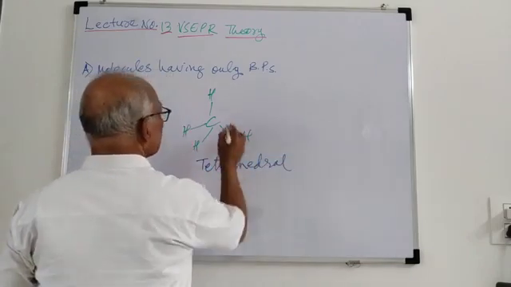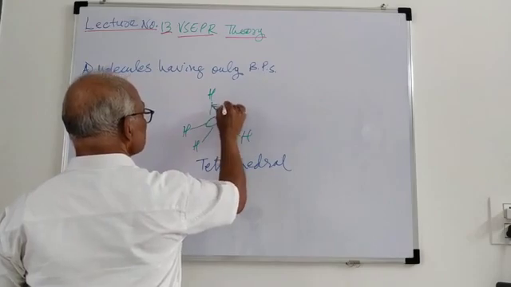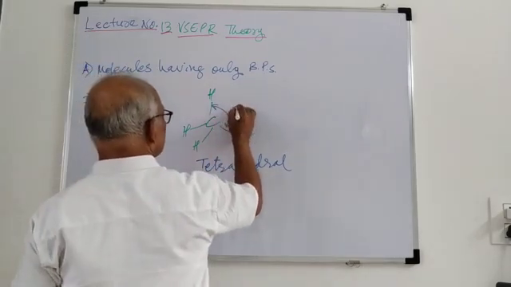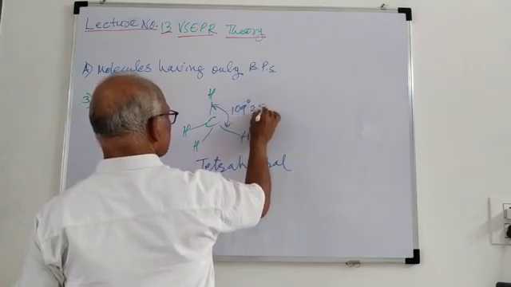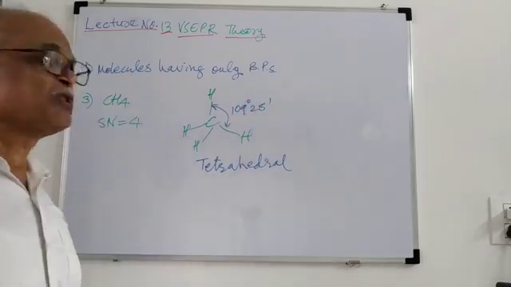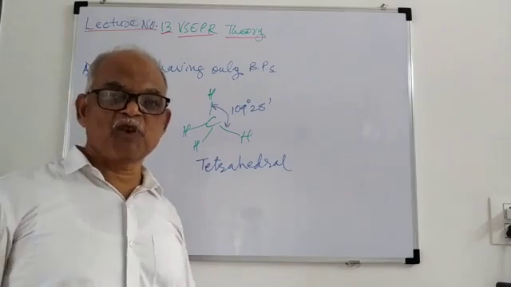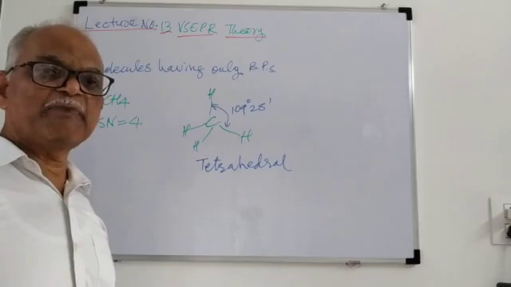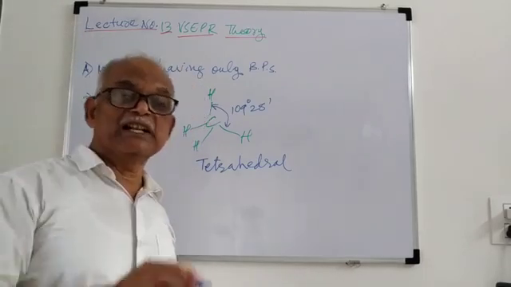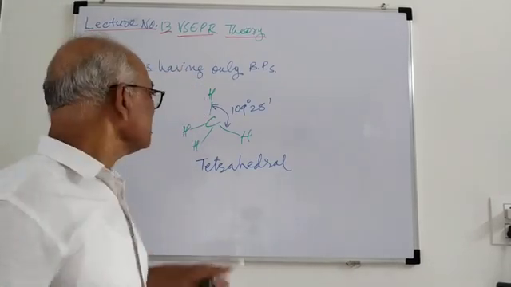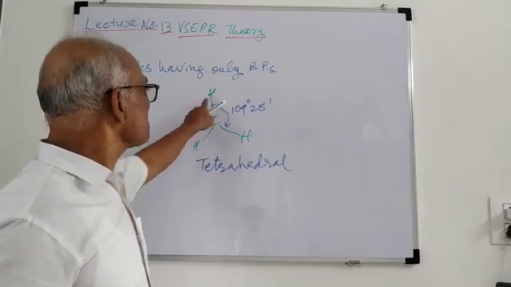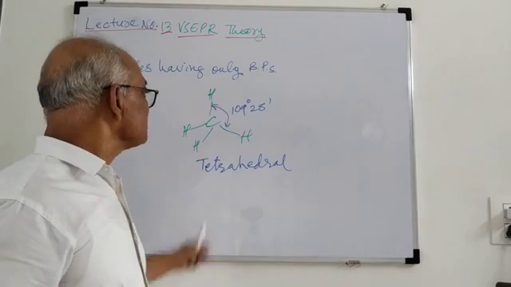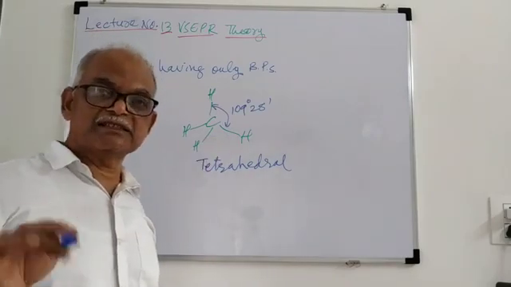The bond angle between any 2 hydrogens is 109 degrees 28 minutes. This is the characteristic bond angle of a tetrahedral structure. But depending upon the influence of lone pairs or the nature of such atoms, the bond angle may change, but still it is called a tetrahedral structure.